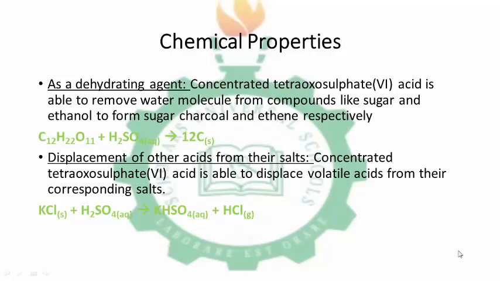Now, tetraoxosulfate VI acid, whether concentrated or not, most of the time we use it as a dehydrating agent. We use the concentrated form of the acid as a dehydrating agent. Now, when concentrated tetraoxosulfate VI acid behaves as a dehydrating agent, this means it removes water molecules from compounds like sugar and ethanol to form sugar charcoal and ethene respectively. Now you can see from here, this is an example of sugar.